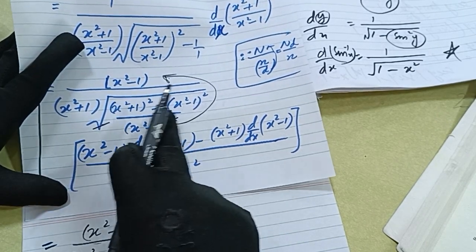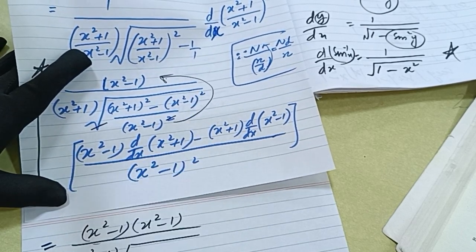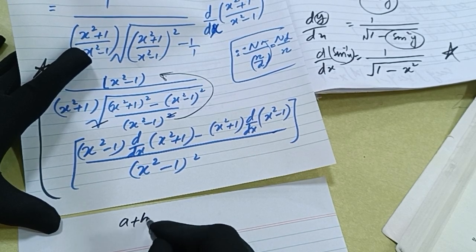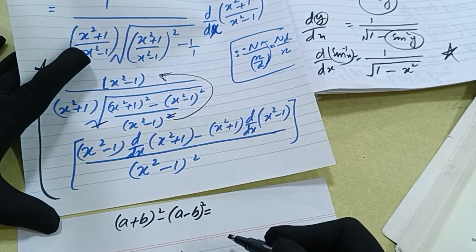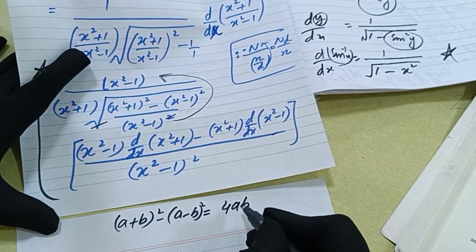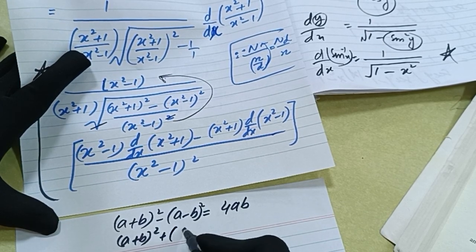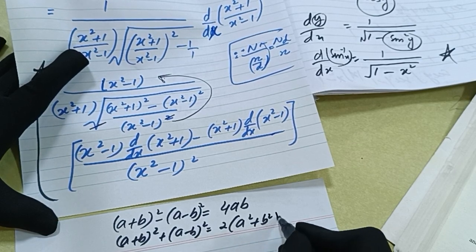This I was asking, whether you know this one identity directly, or you want to open it and then solve? We can open and solve. Listen to me. a plus b whole square minus a minus b whole square, if you're subtracting, then it is equal to 4 times ab. If you're adding them, it is equal to 2 times a square plus b square.